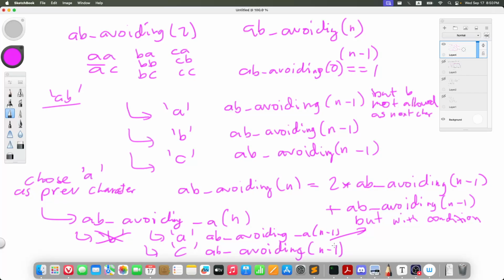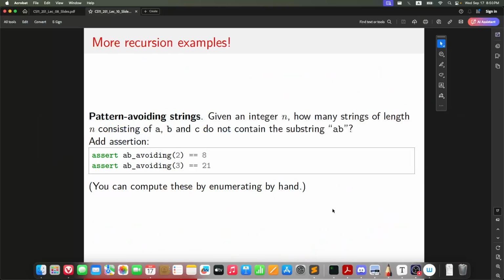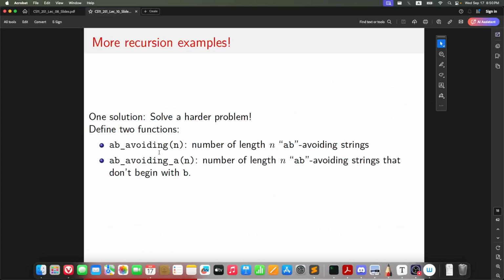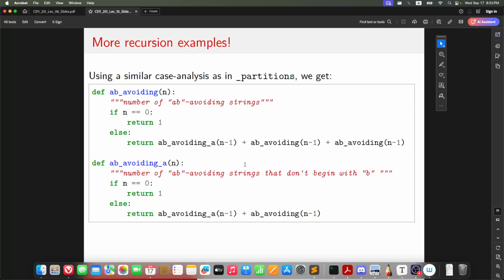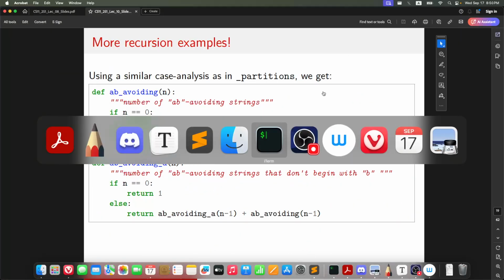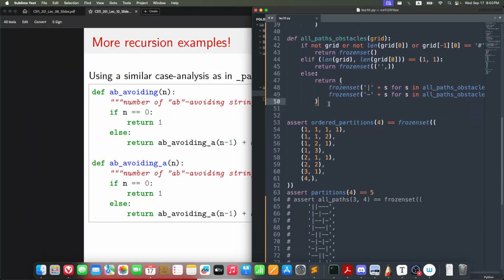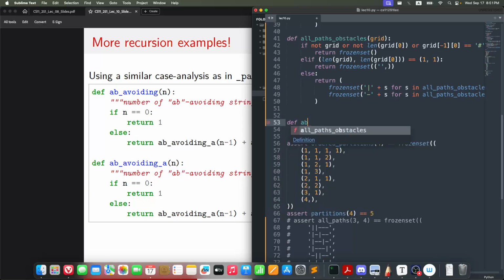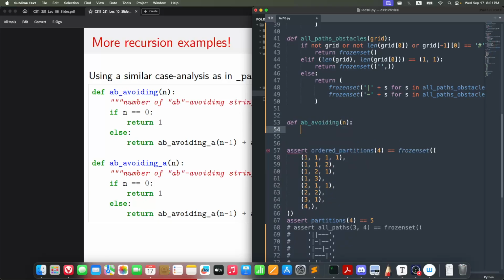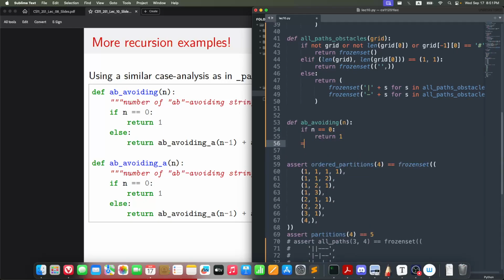Okay, so we have two functions. Let's write those two functions down. So these are our functions. Hopefully you understood what the two functions stood for. And we can solve it like this. Where's our code? Def AB avoiding n. Let's write the base case out. If n is equal to 0, there's only one string that satisfies the conditions, the empty string. So there's only one string.